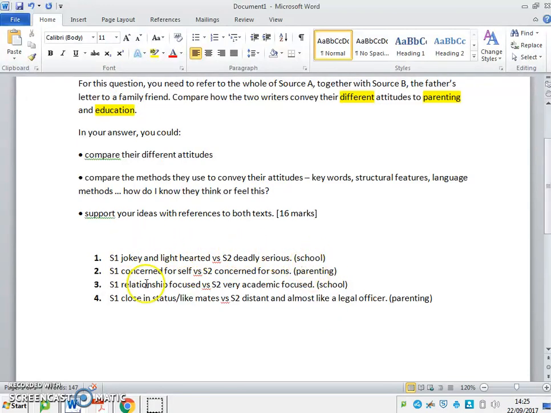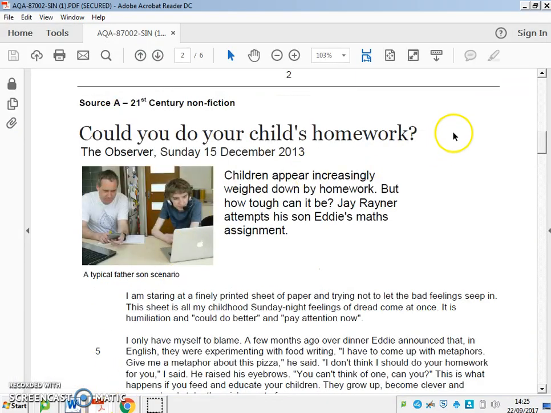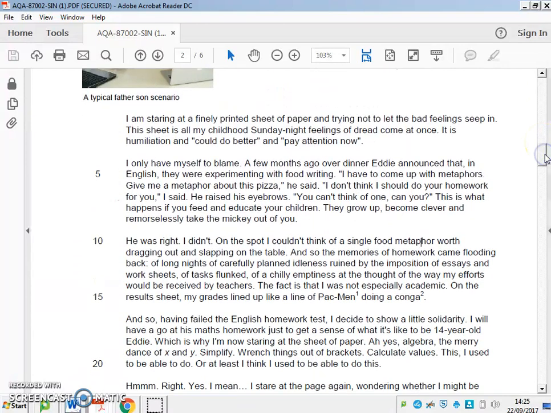So here's some feelings. I looked at the two articles and I noticed that this one, in its tone, in its emotional content, is kind of jokey.